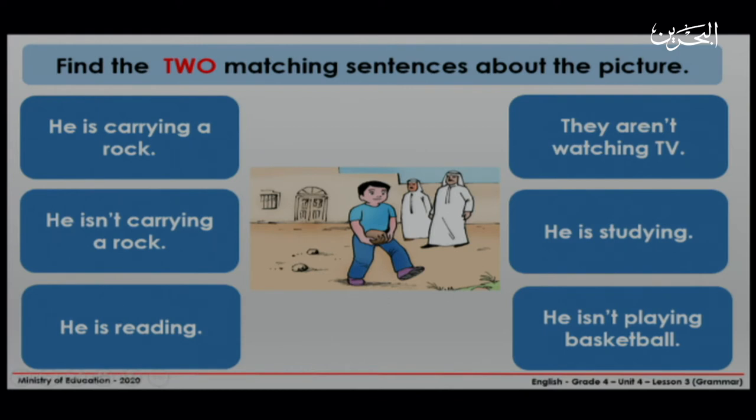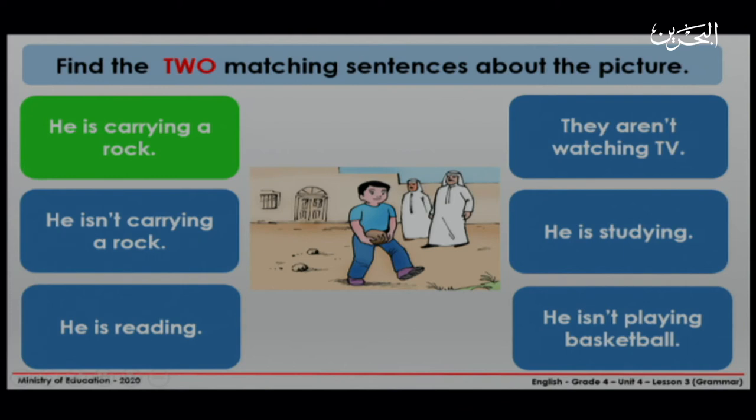Now, look at the picture and look at the boy. Let's see the first sentence. What is he doing? He is carrying a rock. Look at the boy. Is he carrying a rock? Excellent. So this sentence is correct. What is he not doing? Let's see the sentences with not. Here we have the first sentence with not.